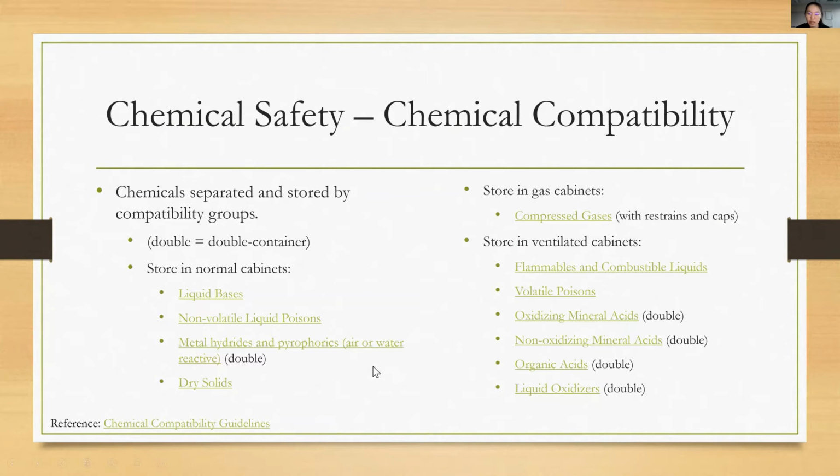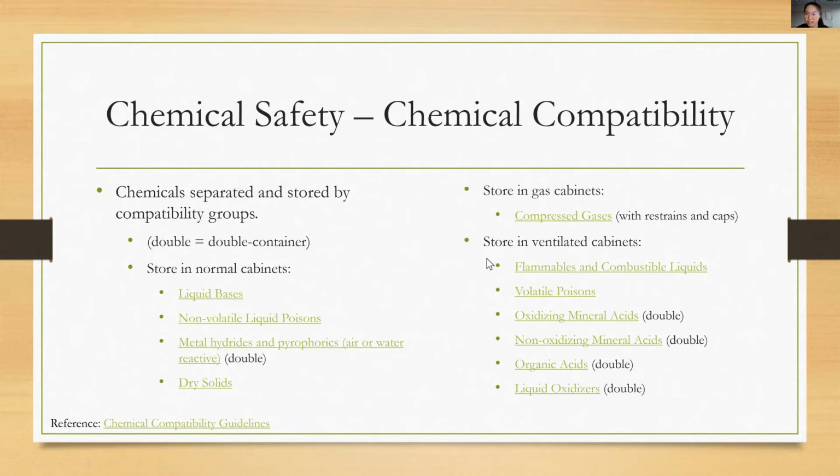So I want to stress here that you can see I have made a parenthesis with the double. It means these chemical groups, for example, the oxidizing mineral acids and the non-oxidizing mineral acids, organic acids, and liquid oxidizers, need to be contained in a double container. Besides their original container, they also need to be inside, for example, a plastic tray or others, just in case the primary container is leaking and it might mix with other hazardous chemicals.